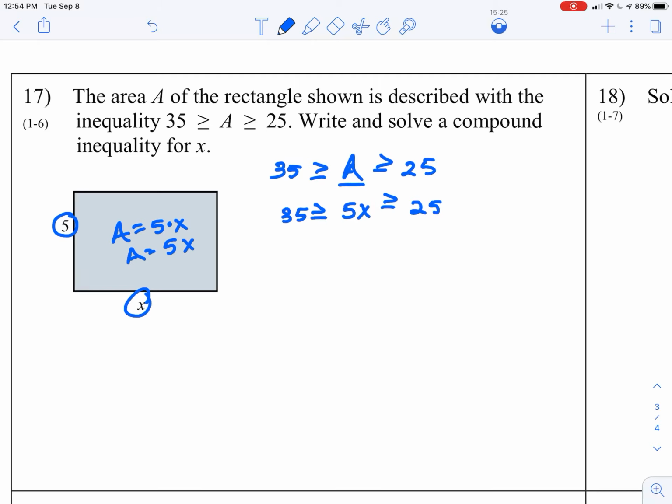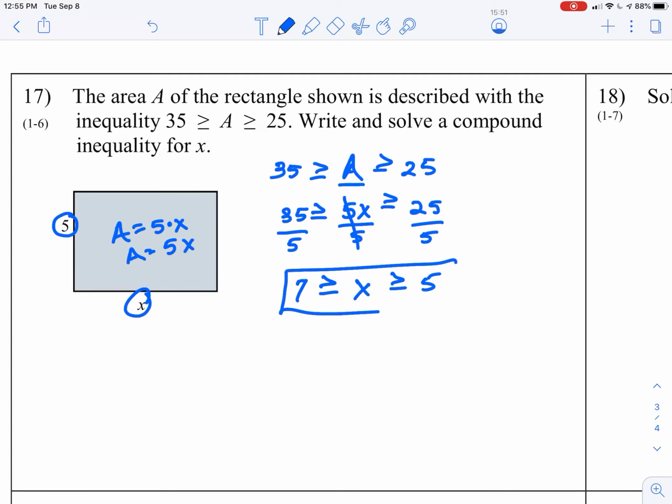And I look at all three numbers and evaluate how I can simplify this to isolate X, because that would be our goal here. Well, I would divide by 5. But if I'm going to divide by 5, I have to keep it in balance and divide all of my terms by 5. 35 divided by 5 is 7, is greater than or equal to X, is greater than or equal to 5. And that is the answer to this problem.